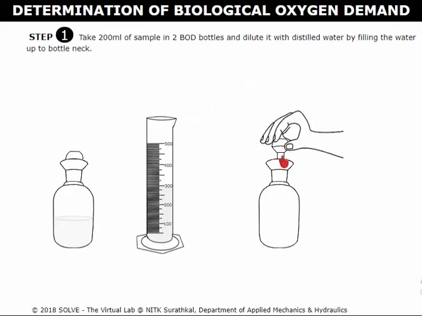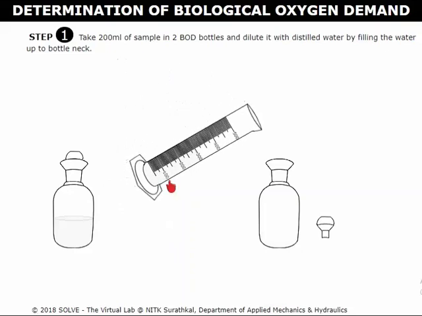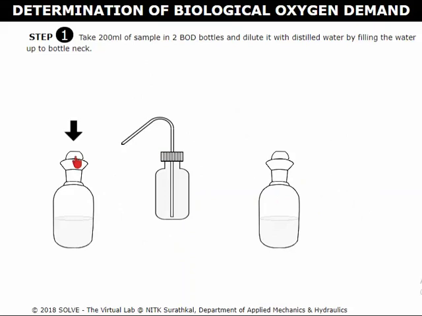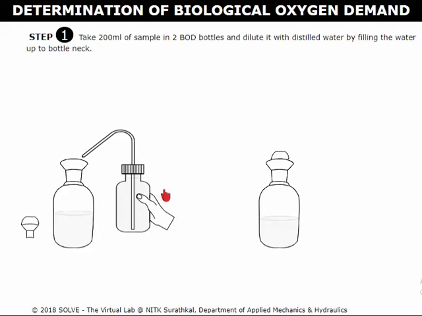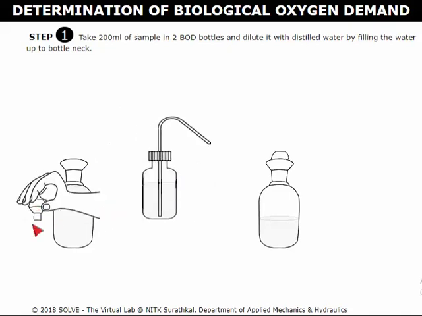Now click here to open the new bottle and click on the measured test sample to transfer it into the bottle. Close the lid. Open the bottle and dilute the test sample by filling it with distilled water. Close the lid.